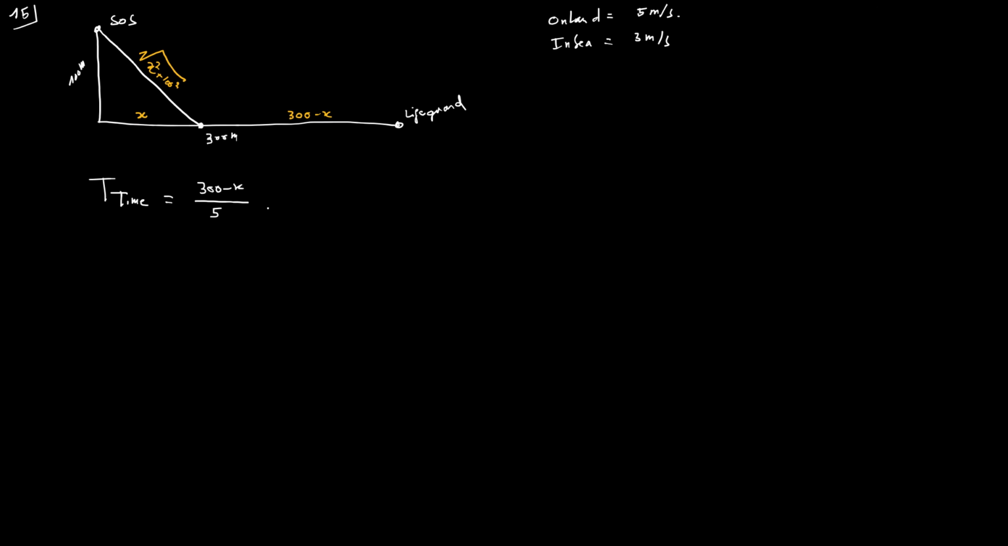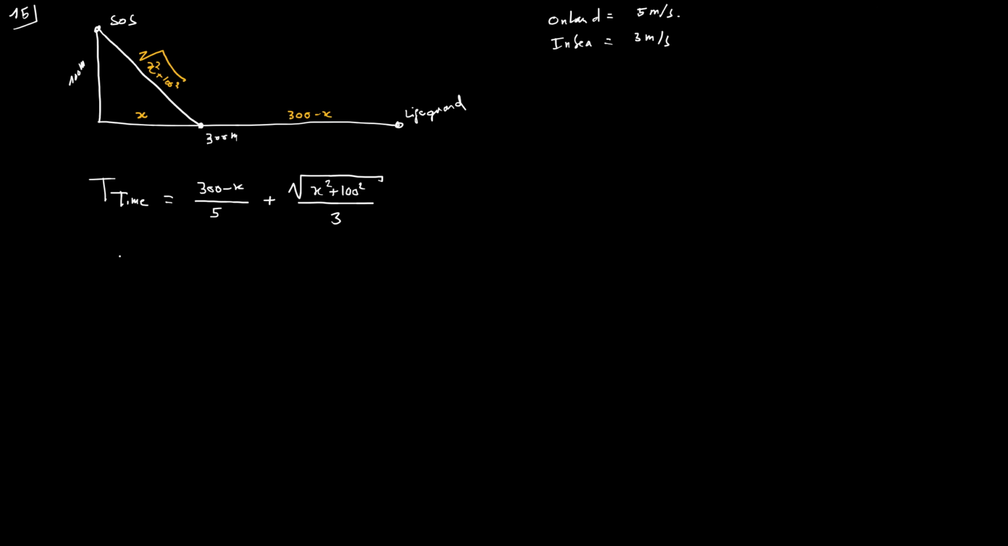So that's how much time he spends there. Then we say, well, he spends, of course, a little bit more time because he still has to swim this distance: the square root of x squared plus 100 squared. In this case, we're going to divide that by 3. So this is basically a function that we have made to identify how long he's going to run and swim. Okay, and now we want to minimize this.